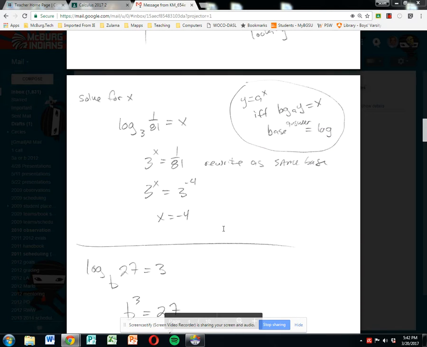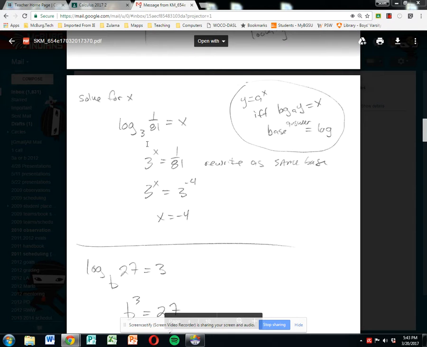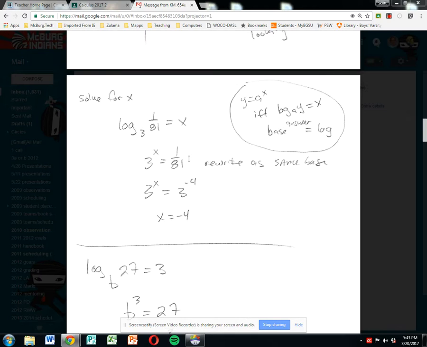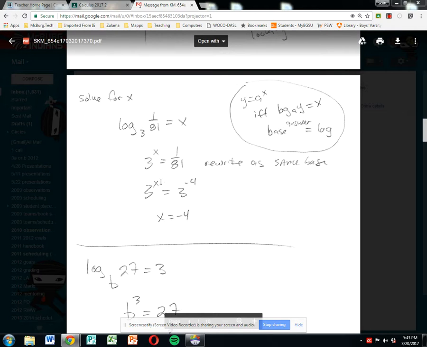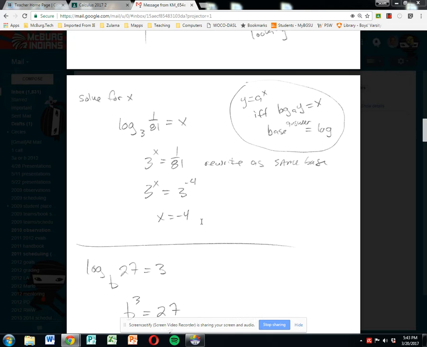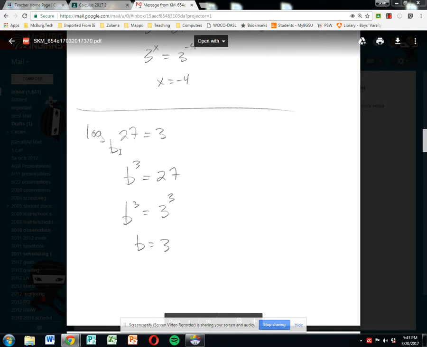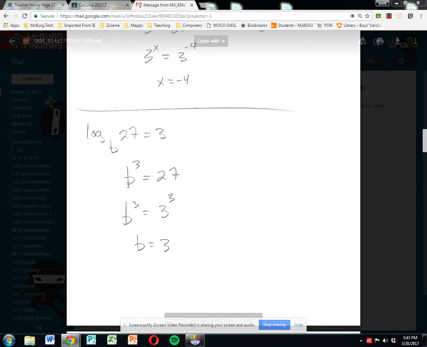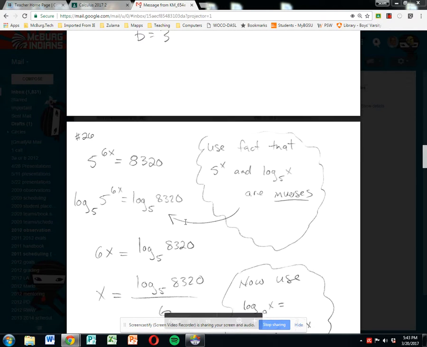If you're solving for x, same idea that we've done before. Base to the answer equals the log number, so 3 to the x is equal to 1 over 81. Pop them in the same base. 3 to the x is equal to 3 to the -4, x is -4. Same here, base to the answer is equal to the log number. b to the 3 is equal to 27. You can pop them in the same base. We could have just taken the cube root of both sides. I popped them into the same exponent, and then I understood that the bases would have to be the same.